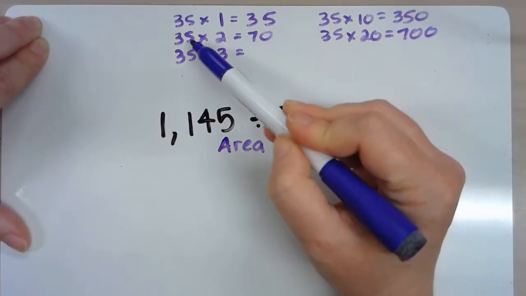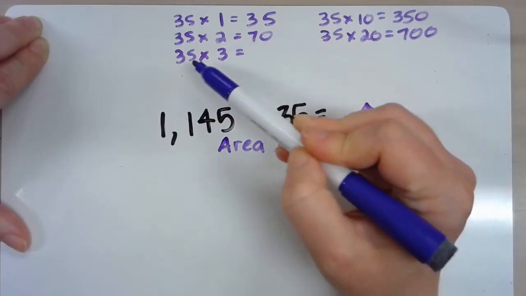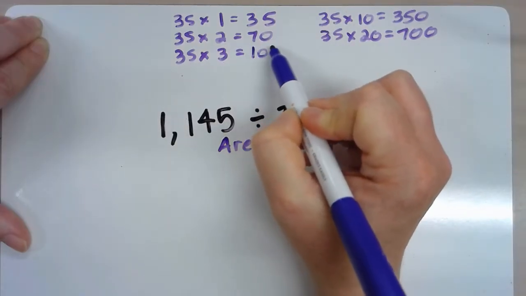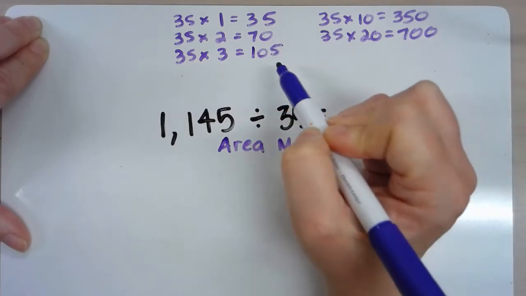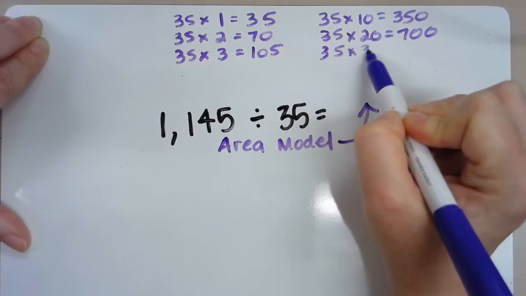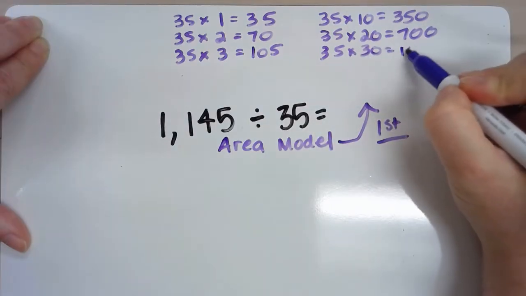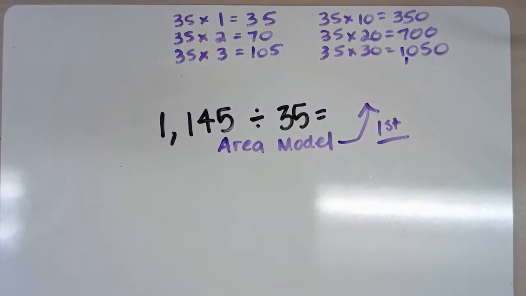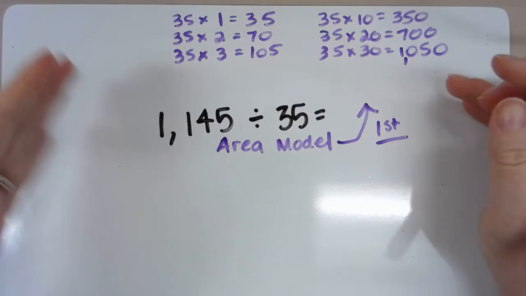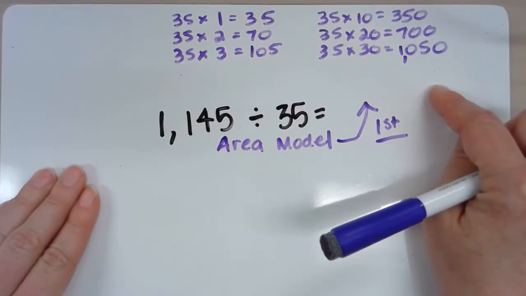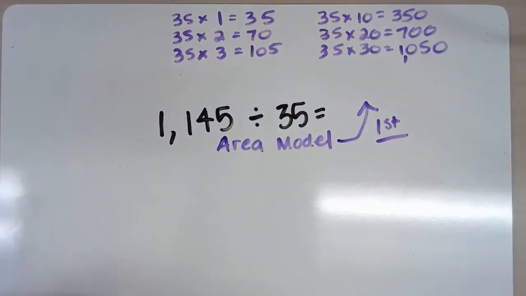If I know that 35 times 2 was 70, I know that 35 times 3, I can add 35 to 70, and I find that 35 times 3 equals 105. Well, 35 times 30 would therefore give me 105 with a 0, so that would be 1,050. Okay, at the very top, the first thing that we do is we brainstorm with our divisor, thinking of some basic facts that we can refer back to as we do our problem solving.